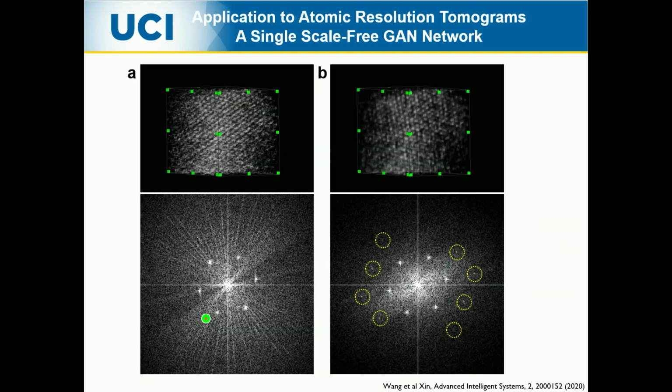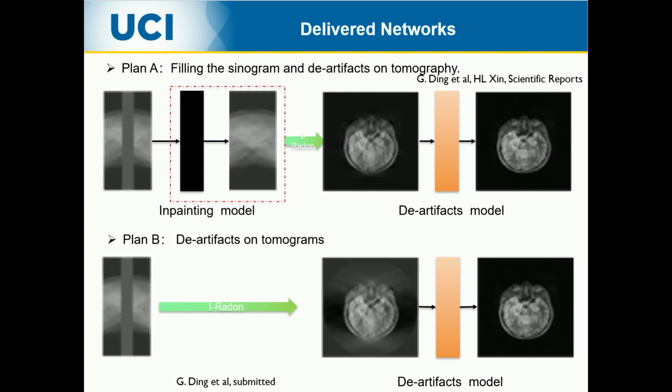This is an atomic resolution tomogram of a piece of gold. You can see here there's missing information. But after processing with our neural network, not only is the missing wedge in-painted, but the resolution is also doubled. So you have better resolution being reconstructed with this.